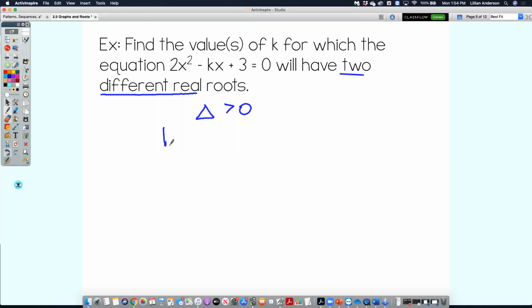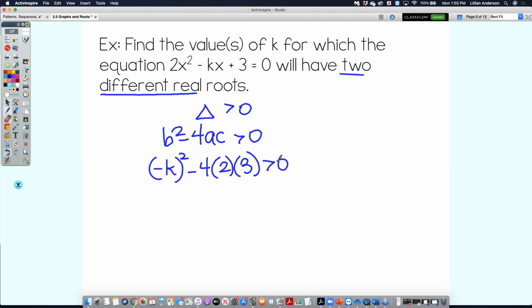So we know that the discriminant again is b squared minus 4ac. That's going to have to be greater than 0. Looking at this quadratic, that's already in standard form. What's the value of b? Negative k. I'm going to square that. Minus 4, what's a? 2. What's c? 3. This has to be greater than 0. So when I square this and simplify, I'm going to get k squared minus 24 is greater than 0.